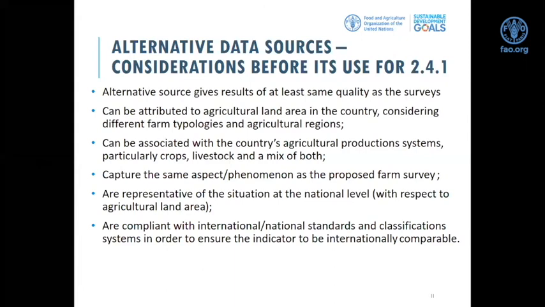Okay, this is very interesting. You could have maybe certification systems. You can maybe have some kind of studies conducted for a certain region or a certain agroecological zone of a country. So how do you then generalize the results of those surveys? So that's another issue. How do you make use of information which is not nationally representative? And then lastly, the alternative data sources, before they are used, need to be compliant with both international as well as national standards and classification systems, so that the estimates, once derived by constructing the indicator, are internationally comparable. Again, we are in the SDG process, we are in a universal process. So for us to compare countries, all countries need to follow the same standards and classification systems, so that we can compare and contrast countries.